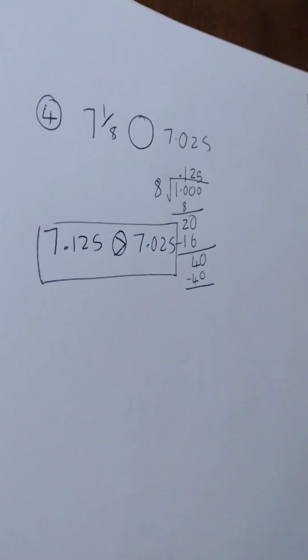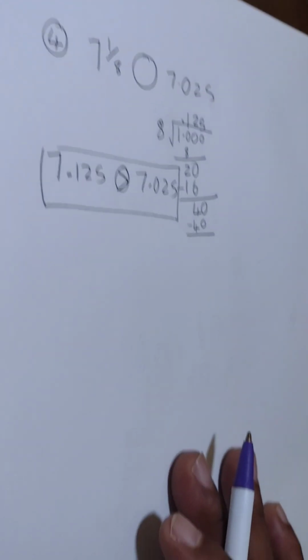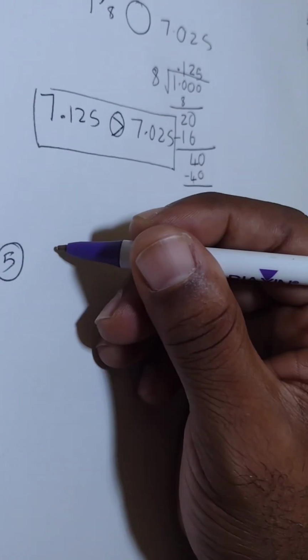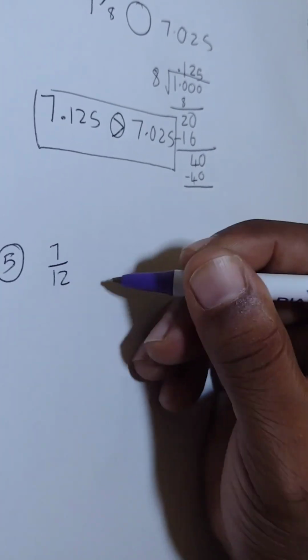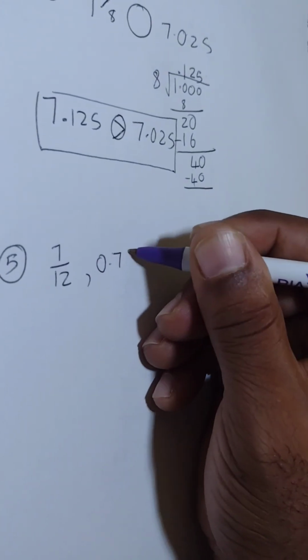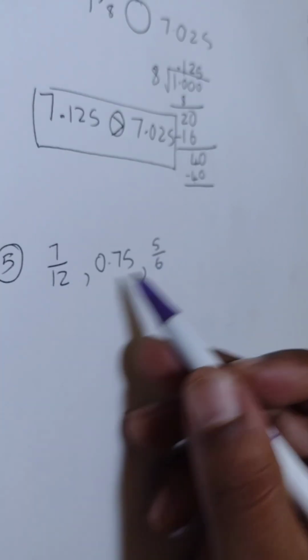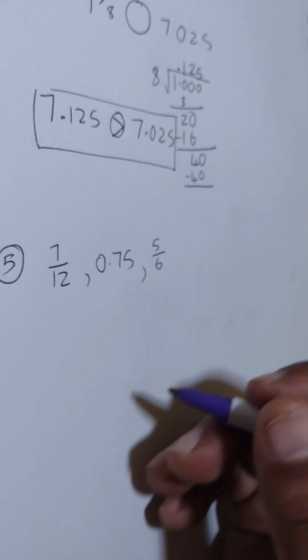So you're going to have to do that work with all of your fractions. So let's look at number 5 now. Number 5 has 7 divided by 12, it has 0.75, and it has 5 divided by 6. We have to do the division with those two so they can turn into decimals.